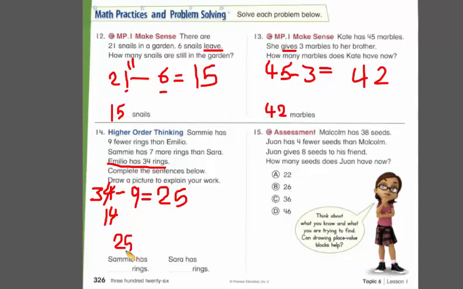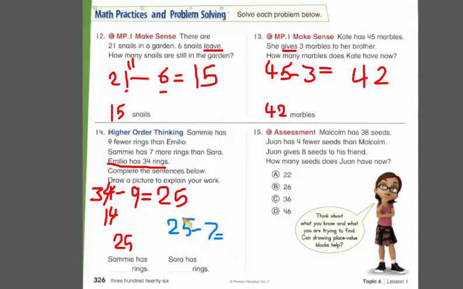Okay, Sammy has 25. Then Sarah, where Sammy has 7 more rings than Sarah. So Sarah has 7 fewer. Sammy got 25 already. And Sarah has how many fewer? 7 fewer. Can I say 5 take away 7? No, 5 is less than 7.